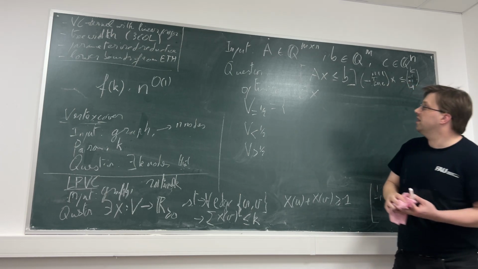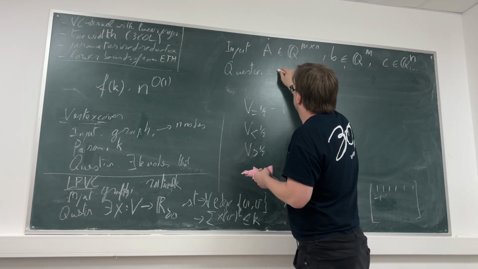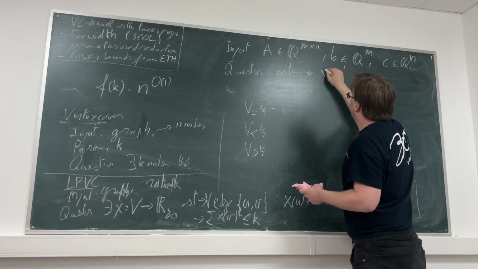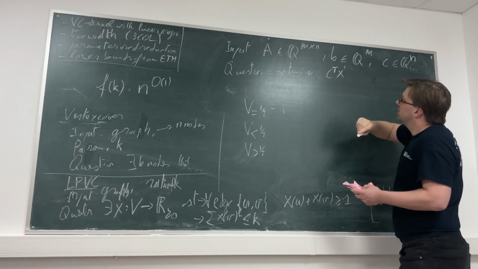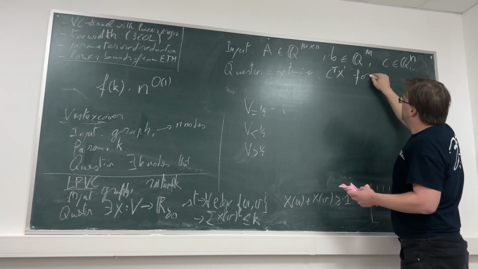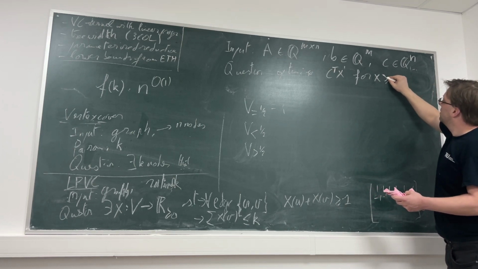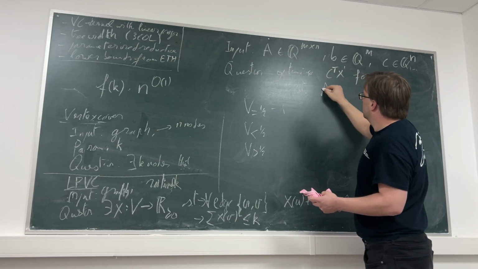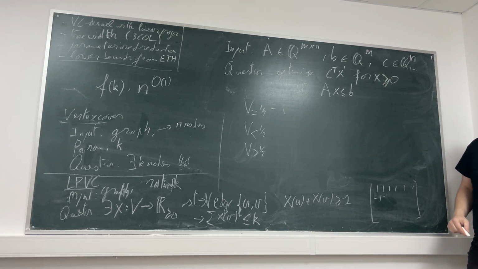I will write it again. Optimize C transposed X for X non-negative such that A X is smaller than B. Sorry for my mistake. So that's the real problem.